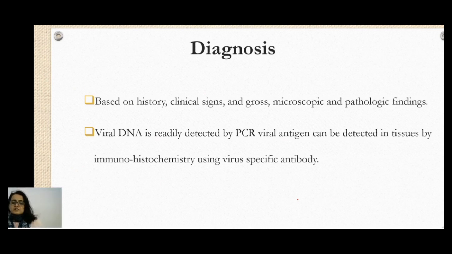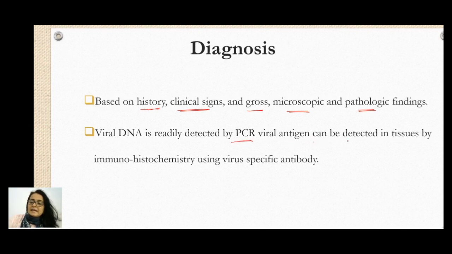Next is the diagnosis of the chicken anemia virus. Most commonly, the diagnosis is based on the history, clinical signs, and gross, microscopic, and pathological findings. Viral DNA is readily detected by the PCR.